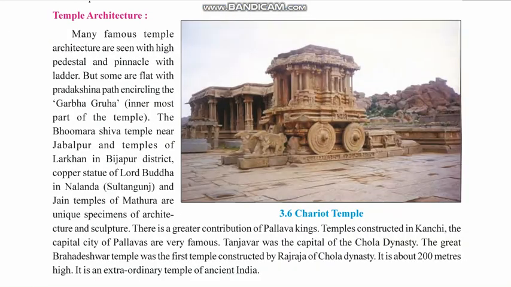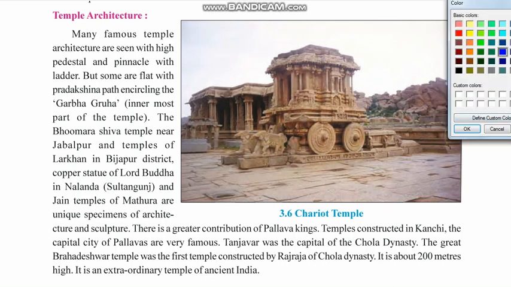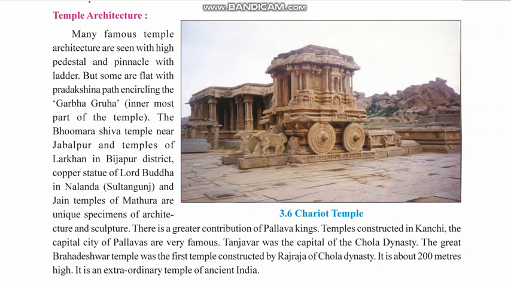The next topic is temple architecture. Many famous temples are seen with high pedestals. Pedestal is basically the platform. You can see this particular temple is also built on a platform. Here also a platform is built and then the temple would have been on it. So they are built on a pedestal and pinnacle with a ladder. Pinnacle means the top part of a temple.